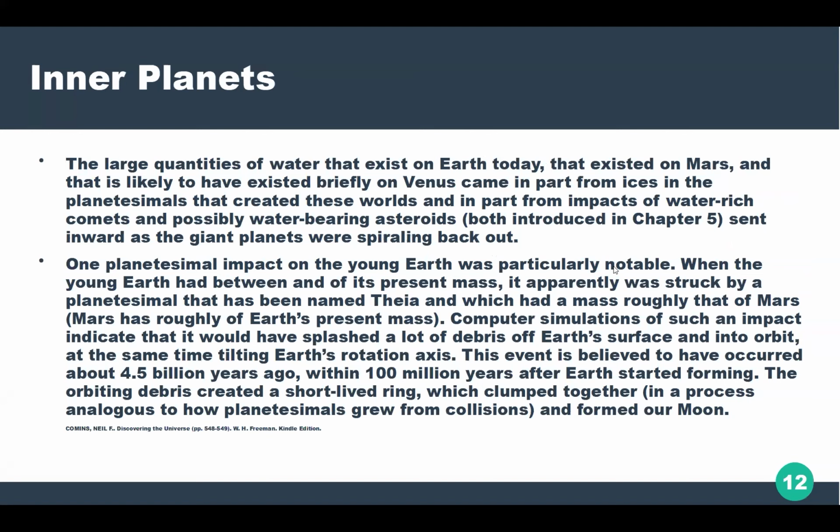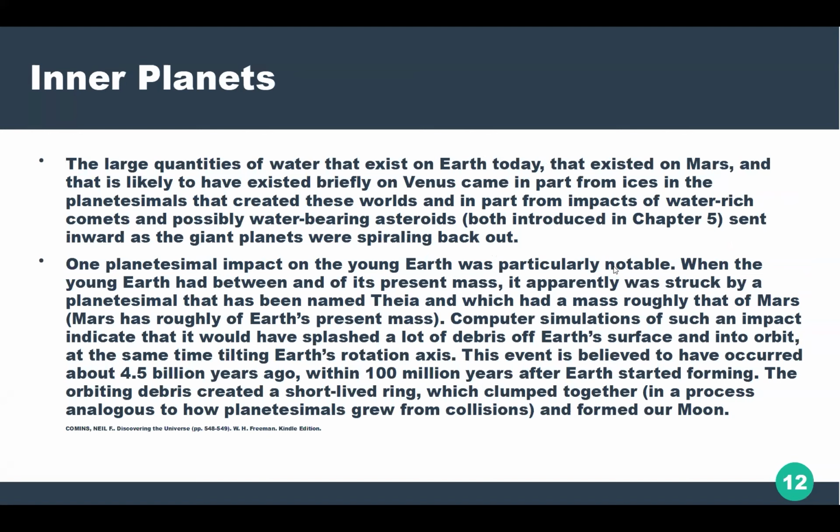The large quantities of water that exist on Earth today, that existed on Mars, and that is likely to have existed on Venus came in part from ices in the planetesimals that created these worlds, and in part from impacts of water-rich comets and possibly water-bearing asteroids sent inward as the giant planets were spiraling back out.